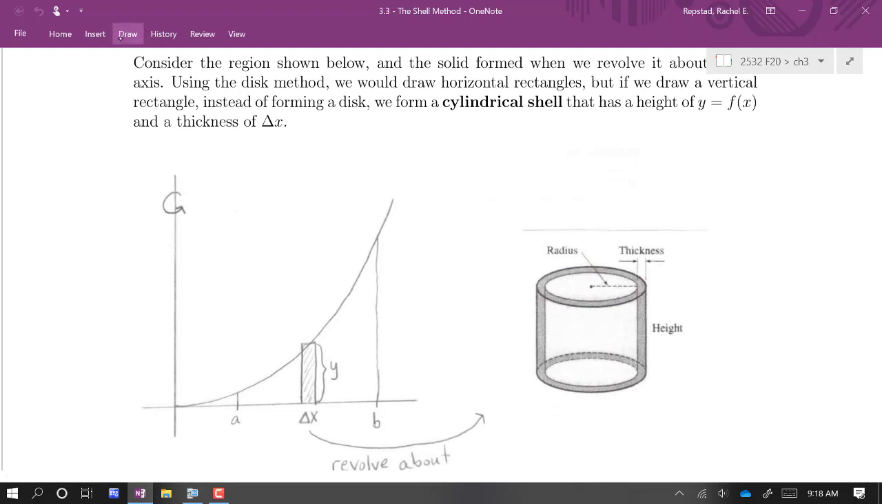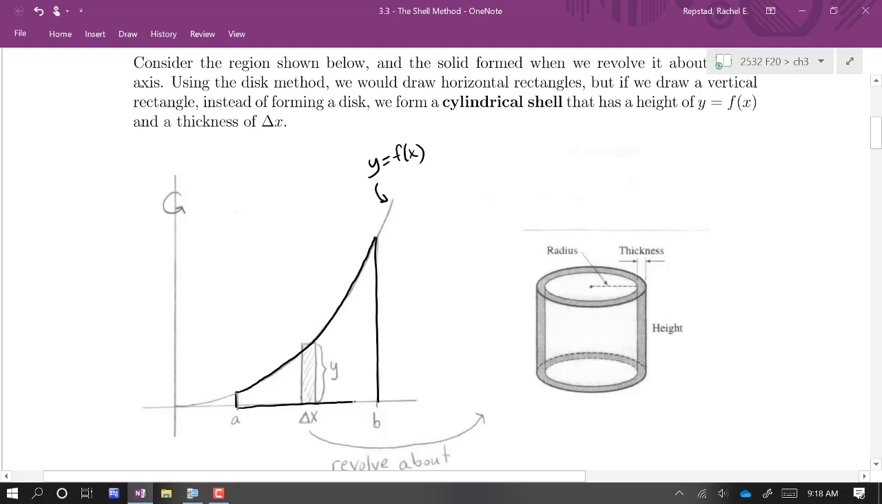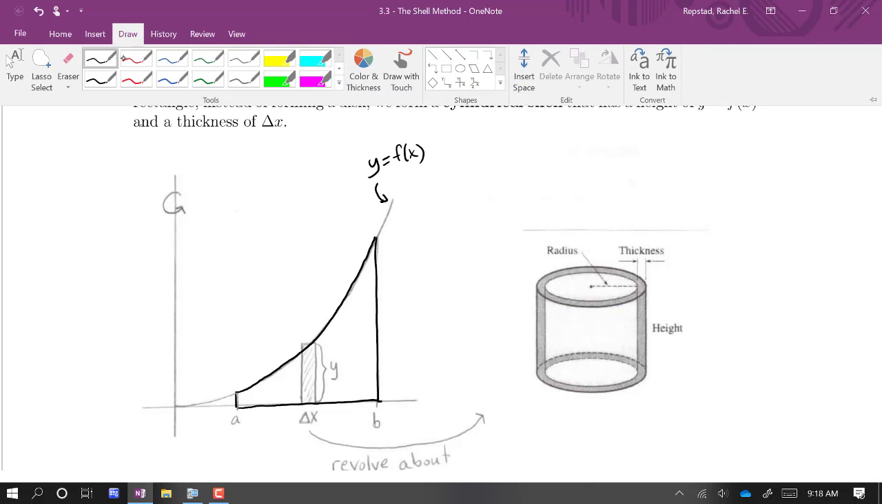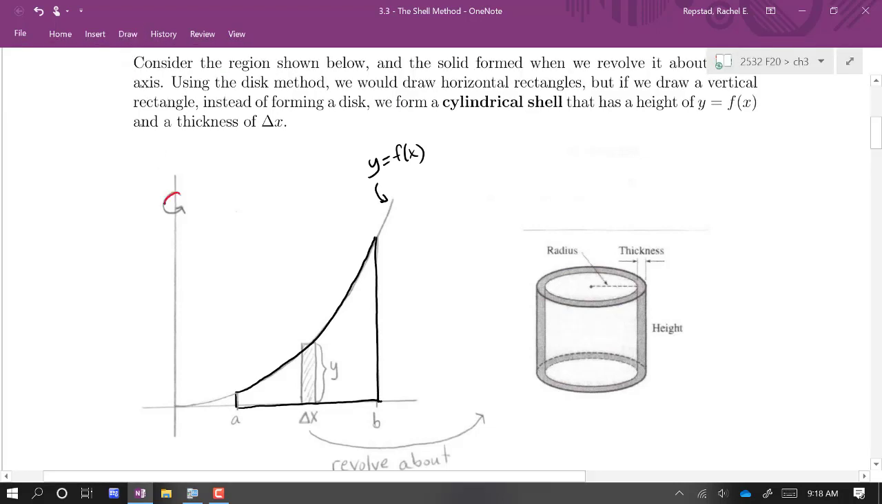So in this generic setup that we have, this is our function y equals f of x. That's the curve. And then I'm looking at the region bounded by this curve and the x-axis and the lines x equals a and x equals b. So that's this region. It's a region that we may have found the area of a couple sections ago. And now we're going to find the volume. Now we're going to revolve this about the y-axis, right? So here's our axis of revolution.